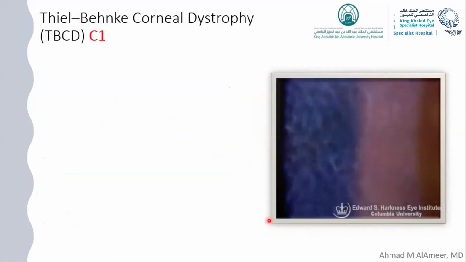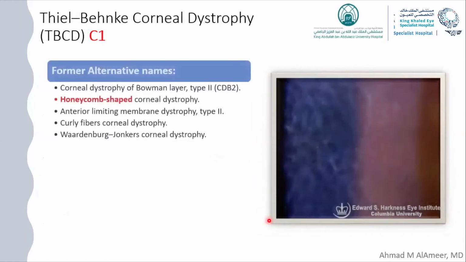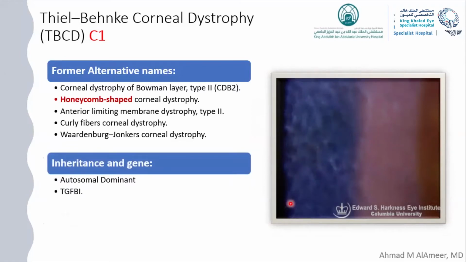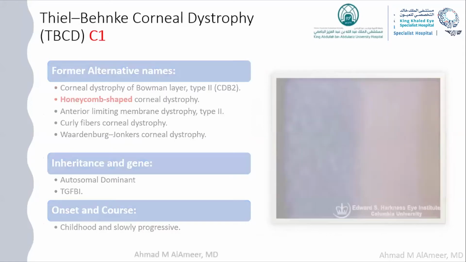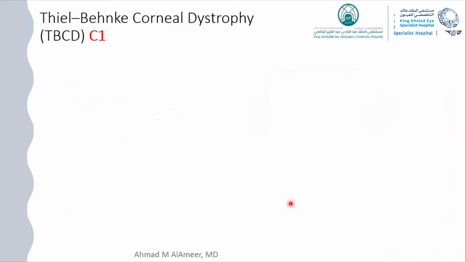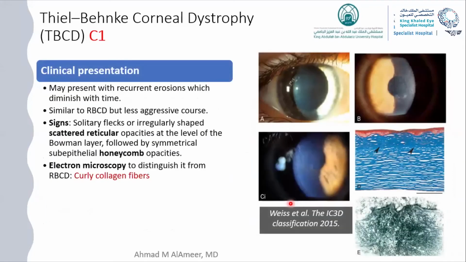Its cousin, Thiel-Behnke corneal dystrophy, just remember honeycomb-shaped corneal dystrophy. You can see the shape is like a honeycomb. Again, autosomal dominant and TGFBI gene. It starts in childhood and is slowly progressive, the same. All these groups have similar features. It may present with recurrent erosions that diminish with time, the same. It's similar to Reis-Bücklers, but with a less aggressive course.